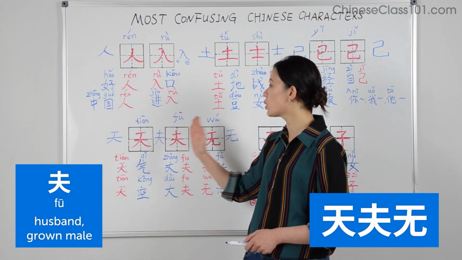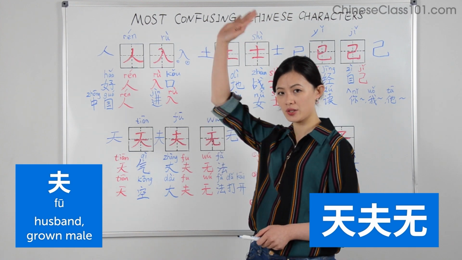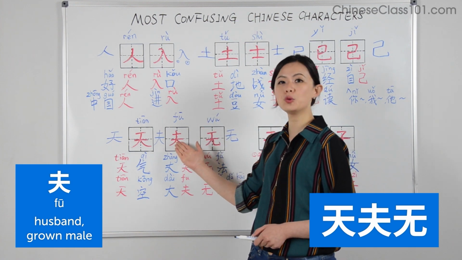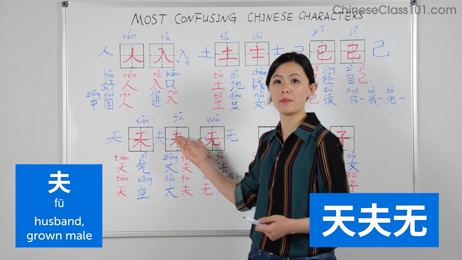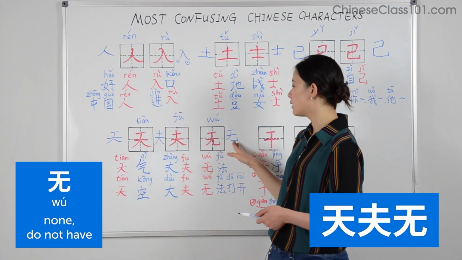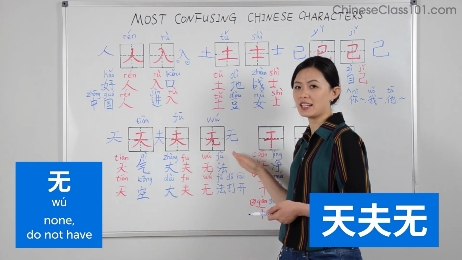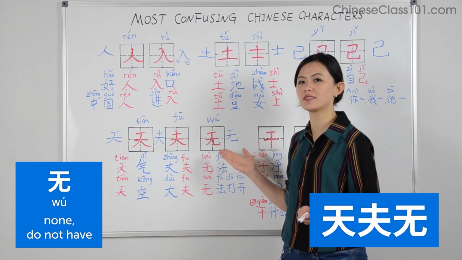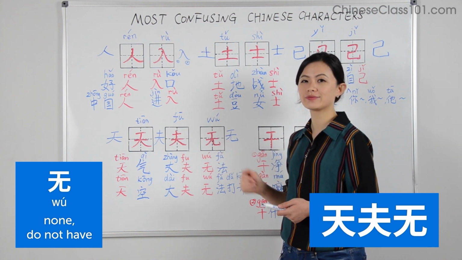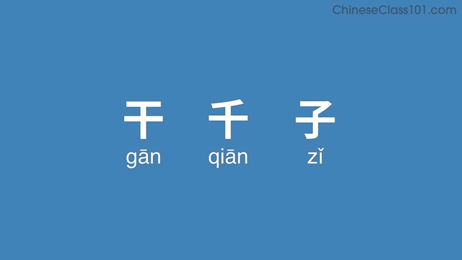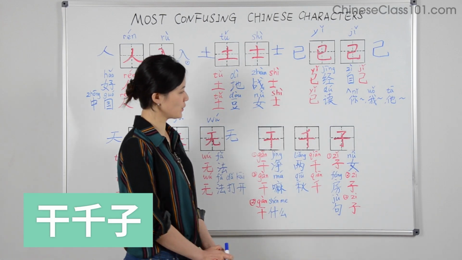The one that goes above the sky to reach above the sky is 夫, husband or grown male. And the one with a funny looking right leg cannot have fun, so it's none. 无. But now we have come to the last set of confusing characters. This set also has 3 of them.